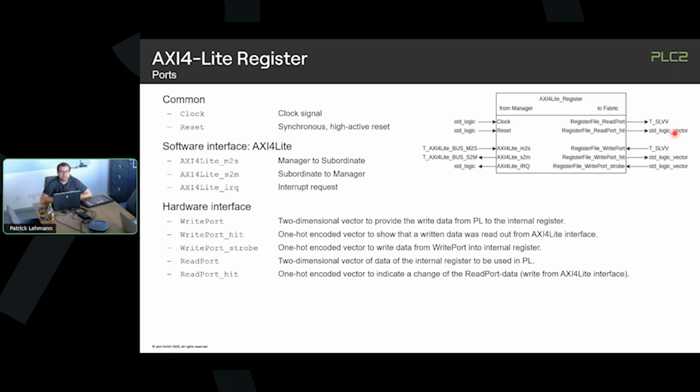The dedicated signals called underscore hit are giving you a one-cycle active bit whenever there's a read or write operation on a register. So your user code doesn't need to figure out a register has changed. You get notified in the fabric if there was a write operation or read operation on a certain register, and then there's one active bit in this mask. And the write port strobe, that's a one-hot encoded vector where you can give updates to the register itself from fabric side.